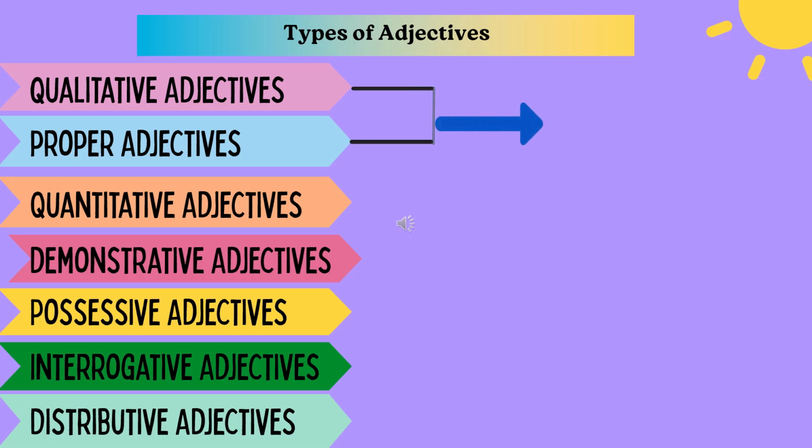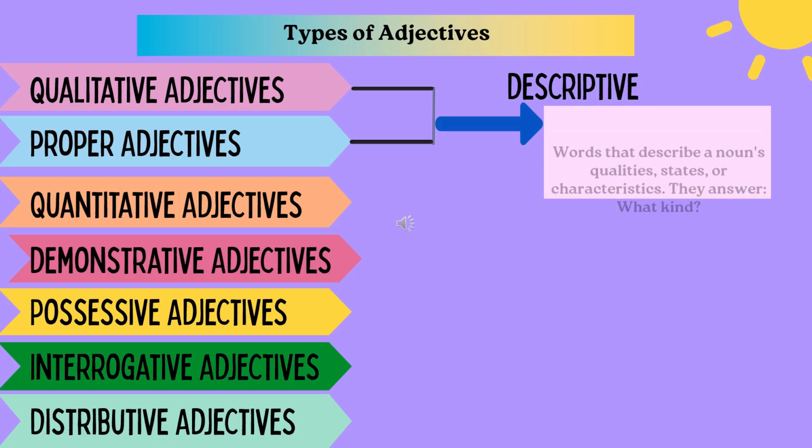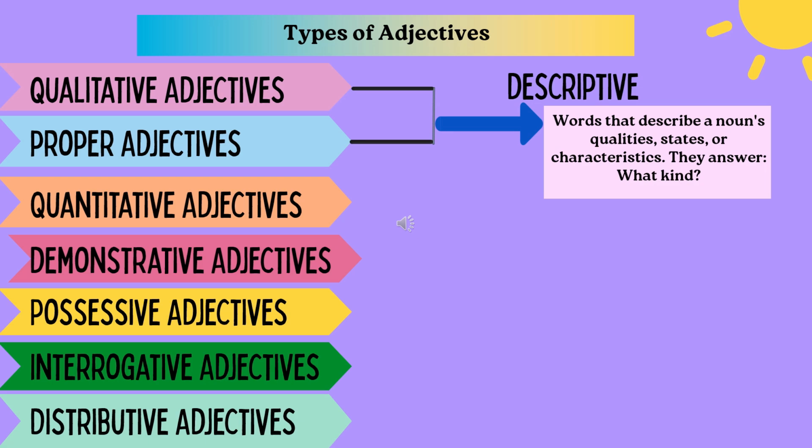Descriptive adjectives are what we typically think of first. They describe the qualities, state, or kind of a noun. They answer the question what kind. The qualitative and proper adjectives on our list fall into this category. For example, a beautiful painting or Italian food.